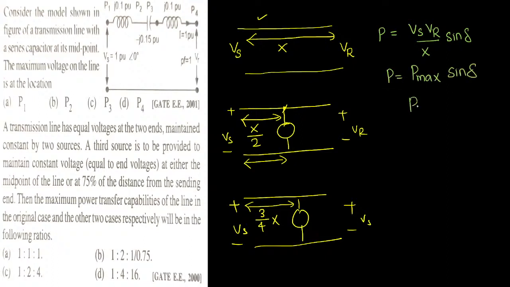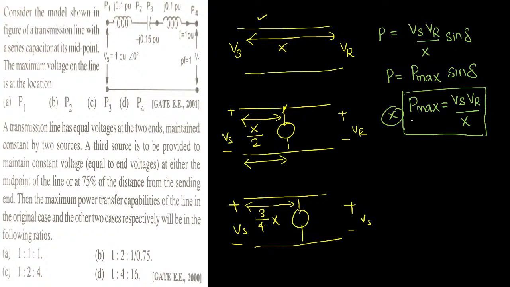From this I can say the value of maximum power can be written as sending end voltage into receiving end voltage divided by reactance X. That is the general formula to obtain the maximum power in our transmission line. Not only transmission line, anywhere this is the general formula except salient pole synchronous machine.